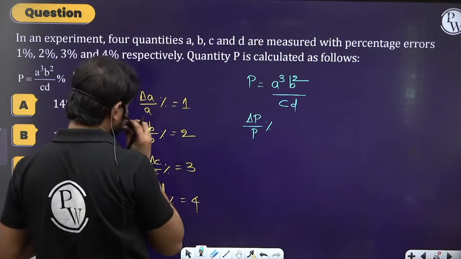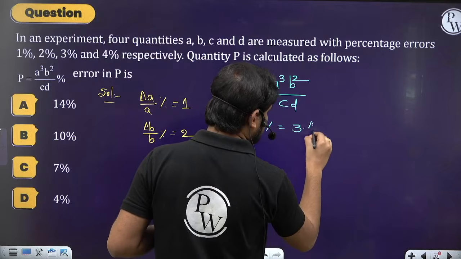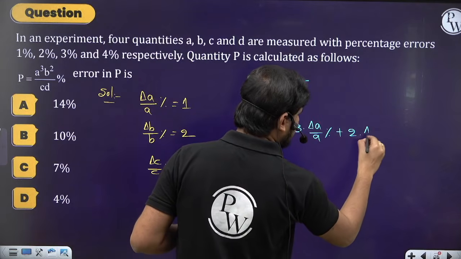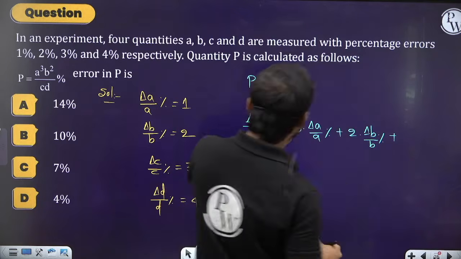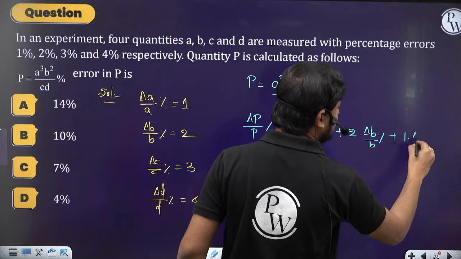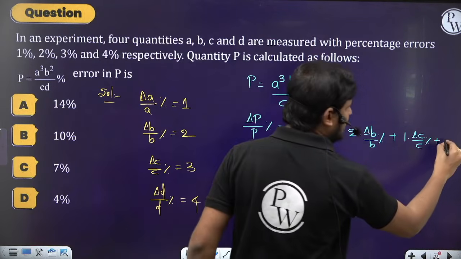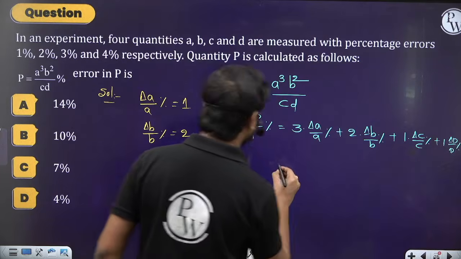Sorry guys. So delta P by P percentage is equal to 3 into delta A by A percent plus 2 into delta B by B percent plus, so C to the power 1, so that's why 1 into delta C by C percent. So again D to the power 1, so 1 into delta D by D percent. So then calculate the values.